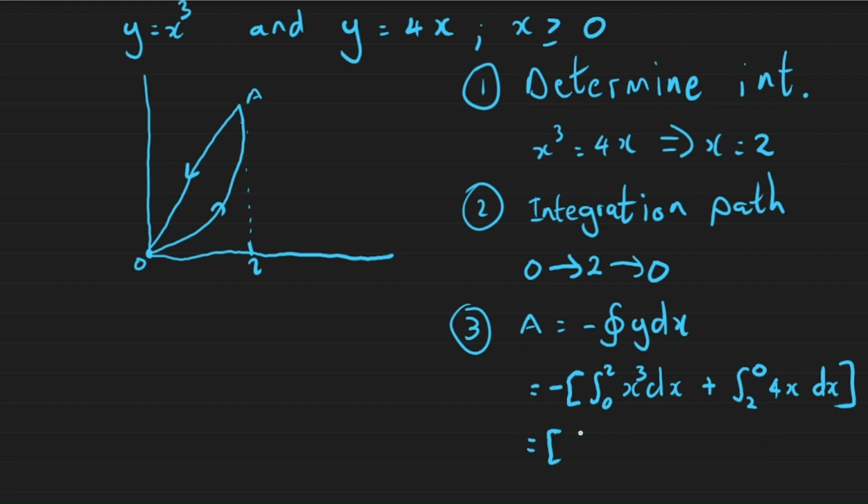So if we integrate this, the integral of x cubed is x to the power 4, and we have to put a 1 over 4 in front of it to cancel out the 4. And we're integrating this between 0 and 2. And 4x, if we integrate that, we get x squared. Then 2 times something must give us 4, and that's 2. And we're integrating that from 2 to 0.